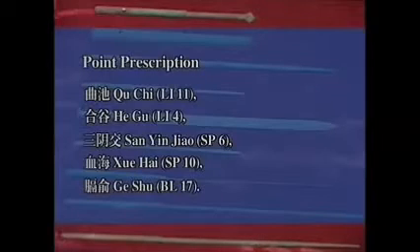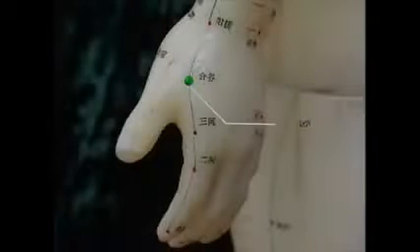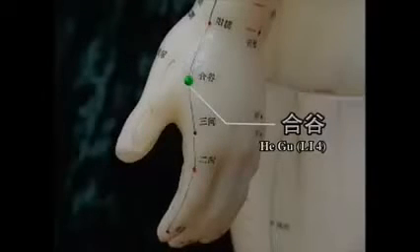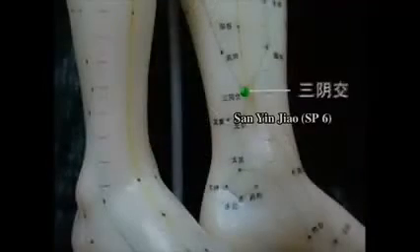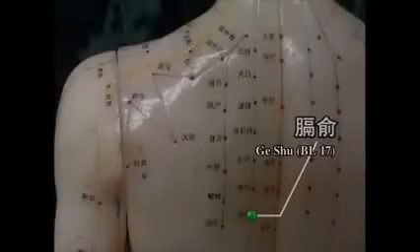Points prescription: large intestine 11, large intestine 4, spleen 6, spleen 10, and bladder 17. Explanation of points: large intestine 11 and large intestine 4 clear heat and regulate Qi. Spleen 6, spleen 10, and bladder 17 quicken the blood and relieve pain.